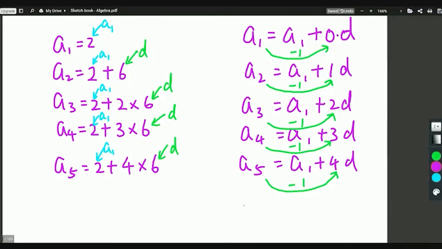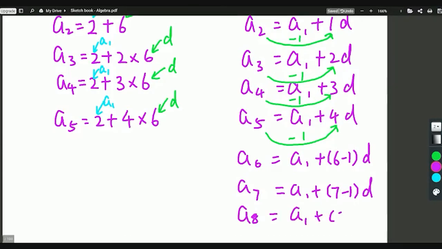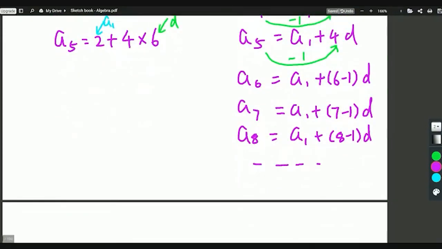So let me write A6. A1 is still there, and it's 6 subtract 1 then times D. Well, we know it's 5, right? So A7 is going to be A1 plus 7 subtract 1 then times D. A8 is going to be A1 plus 8 subtract 1 times D. And ultimately, if we jump to any number, An will be A1 plus n subtract 1 and then times D.